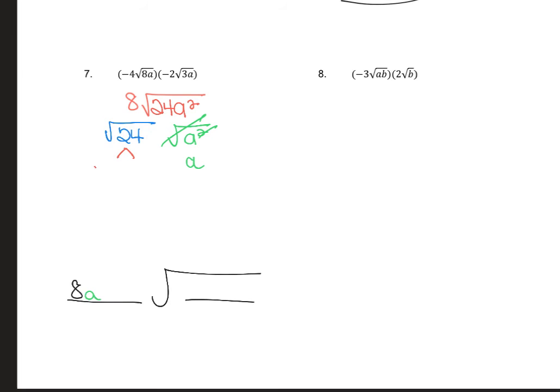Now what about the 24? Well, 24 simplifies to root 4 and root 6. Root 4 turns into 2 root 6. So the 2 is out, the 6 is in. And what is my final answer? It's 16a root 6.